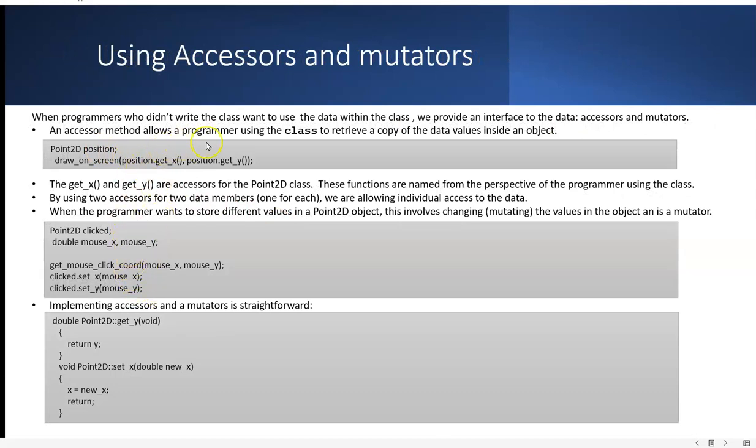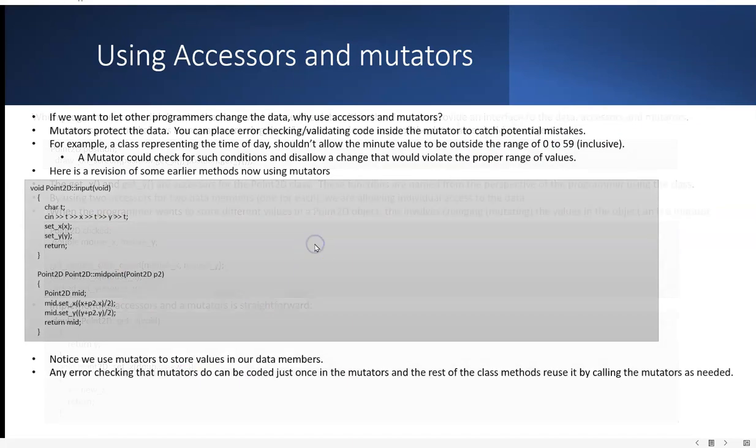when programmers who didn't write the class want to use the data within the class, we provide an interface using accessors and mutators. Gets would be accessors, sets would be mutators. We use mutators to protect the data. You can put error checking around it, and a mutator can check for conditions and disallow things that would violate the proper range of variables.